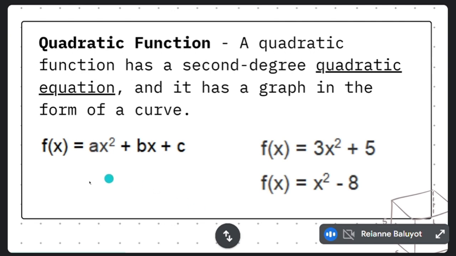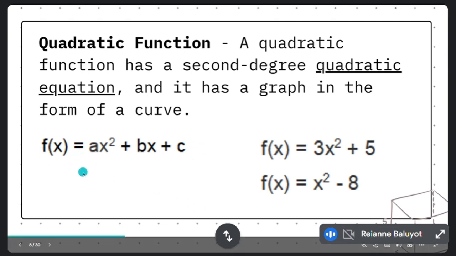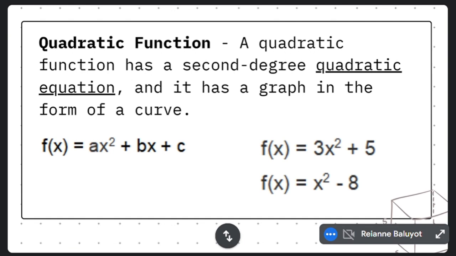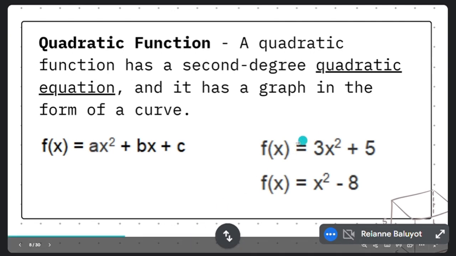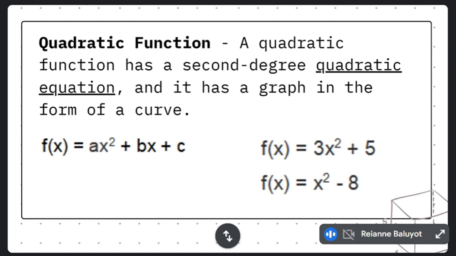Number 2. So we have here the general equation: f of x equals ax squared plus bx plus c, wherein a must not be equal to 0 and b and c must be real numbers. Alright, and then we have here an example, which is f of x equals 3x squared plus 5, and f of x equals x squared minus 8. As you can see here, our highest degree is 2, which is why we call it a quadratic function.